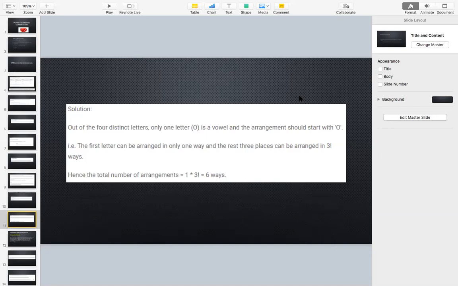Now people are going to make a mistake in this particular question. See, 12 factorial is not possible. 12 factorial will come only when we are arranging all the 12 letters at one go. But in this case, since we are having conditional arrangement, 12 factorial will not come at all.